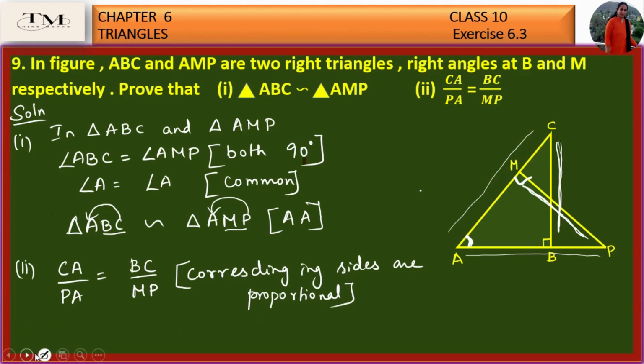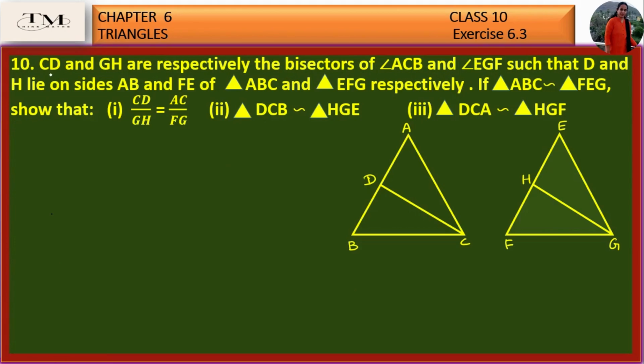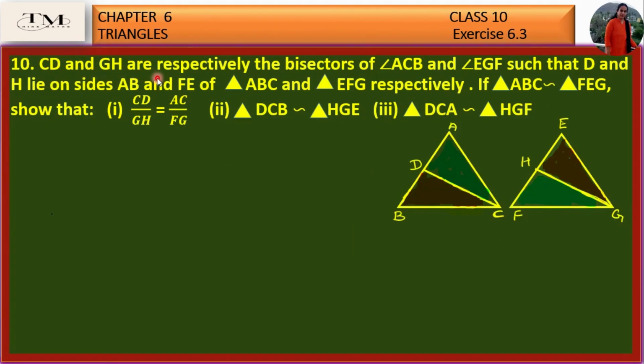Moving on to the 10th problem. What is the 10th problem? CD and GH are respectively the bisectors of angle ACB and angle EGF such that D and H lie on sides AB and FE of triangle ABC and triangle EFG respectively. If triangle ABC is similar to triangle FEG, show that CD by GH equals AC by FG. Second, triangle DCB is similar to triangle FHG. Third, triangle DCA is similar to triangle HGF. So there are three parts we have to prove.